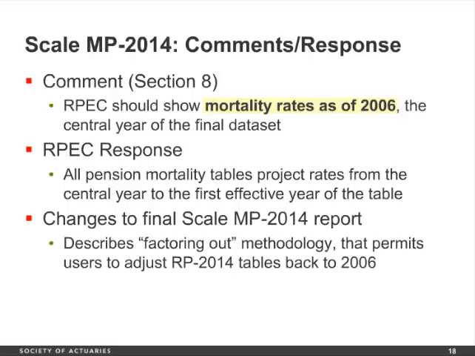We thought it still made sense to maintain 2014 in the title of the table and keep the base set of mortality rates in a 2014 as-of date. If you want to go back and reconstruct what the rates looked like back in 2006, you can do that. There's a bit of an issue between first graduating and then projecting versus first projecting and graduating. RPEC checked on that nuance, and the difference is minuscule. So you get very, very close to the appropriate 2006 starting point using this factoring out methodology.